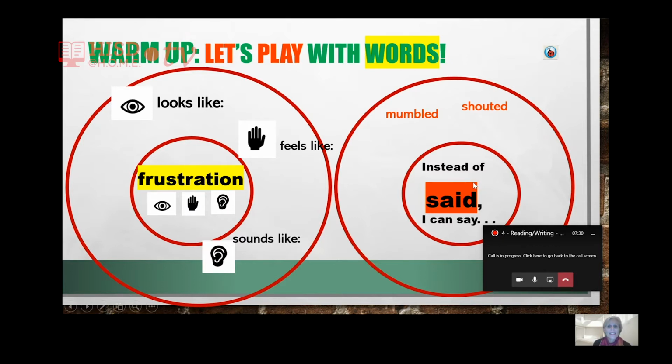And the next one is, instead of the word said, like he said, she said, think of anything else you can say. Instead of said, I can say, and just write down your words. I started a couple for you. Instead of said, I can say mumbled, shouted, and you just write your words down. Okay, timer's going.